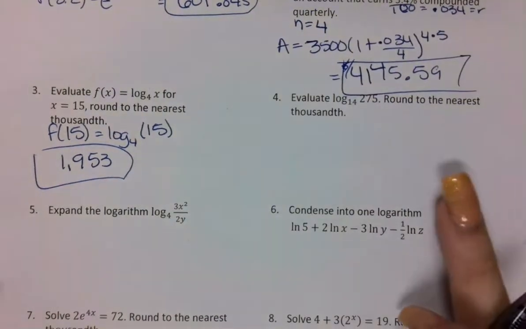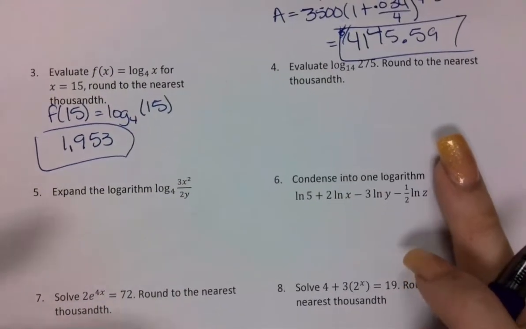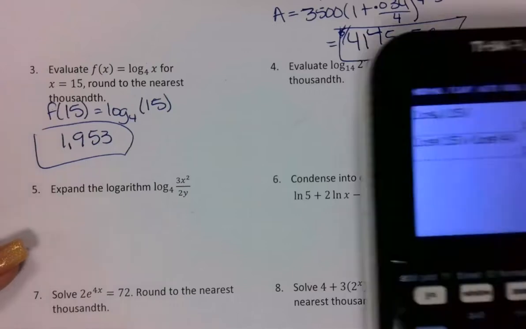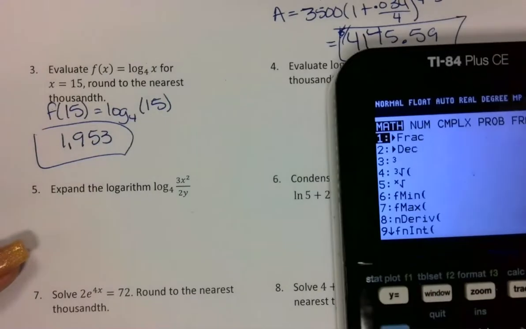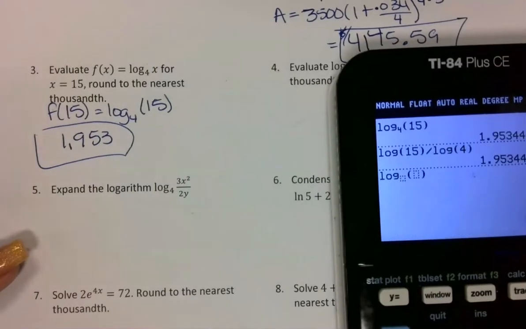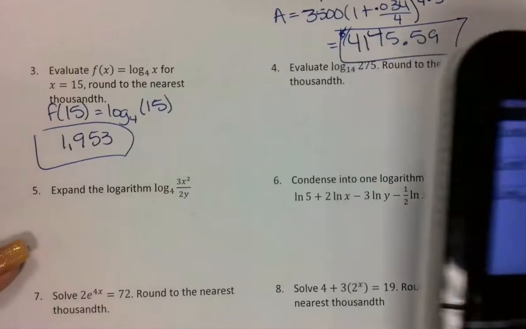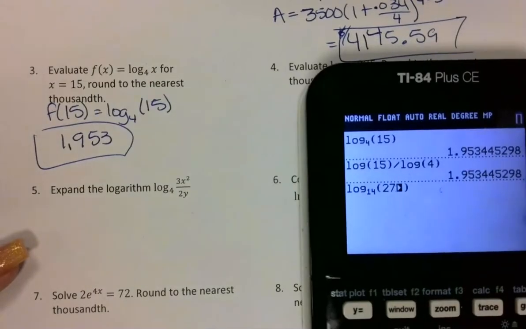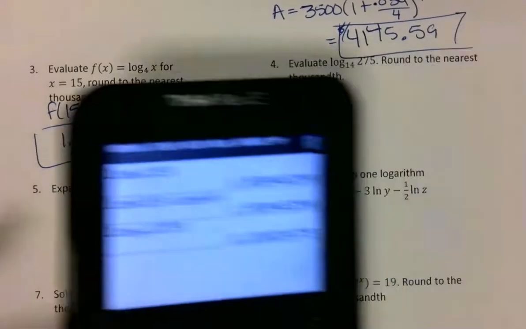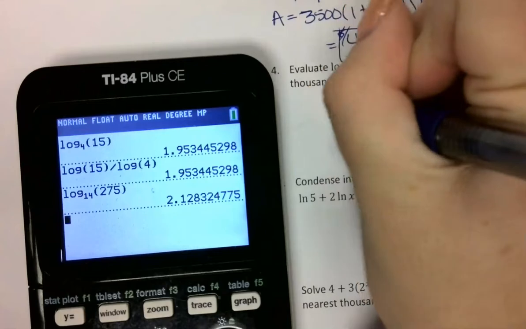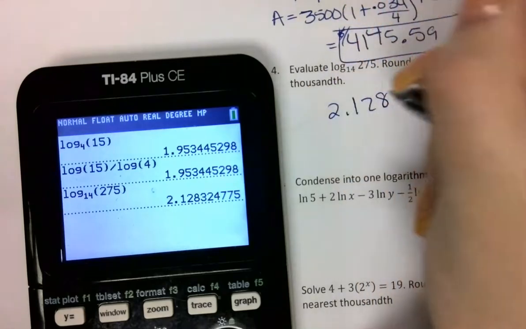Okay. Number 4 again wants me to evaluate this logarithm. It's again in a log base, so I'm just going to go math, arrow down to log base, type in 14, and then what was the other number? 275. Again, it wants me to round to the nearest thousandth, so this is going to be 2.128.